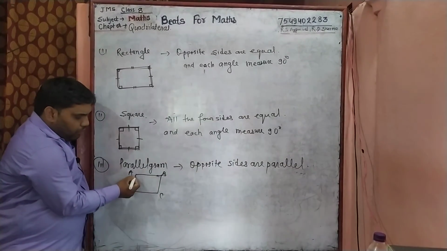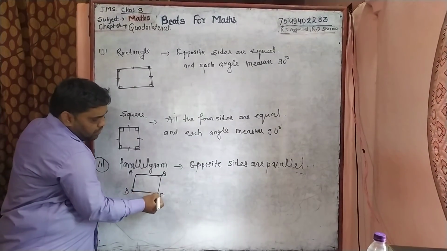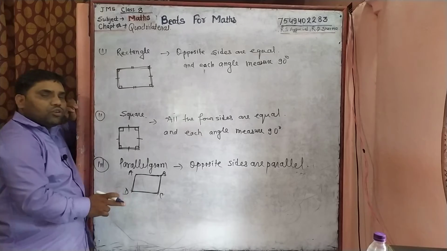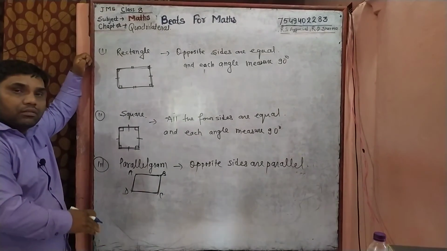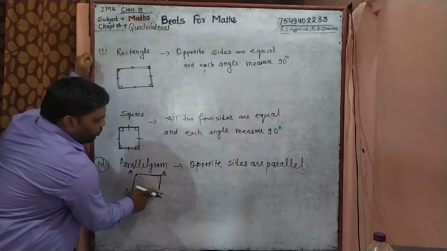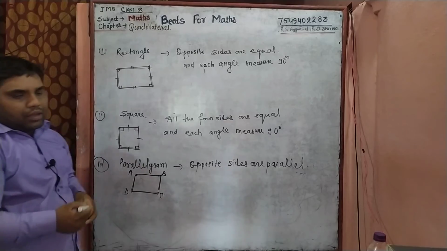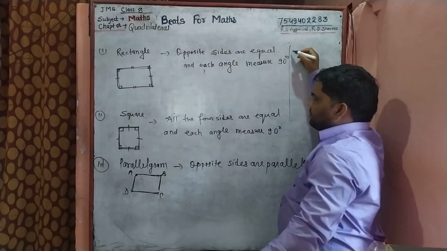In a parallelogram, what is the property? Opposite sides are parallel. Actually, in a parallelogram opposite sides are also equal. That we will be discussing in the next video. Their diagonals bisect each other. And then we have the rhombus.